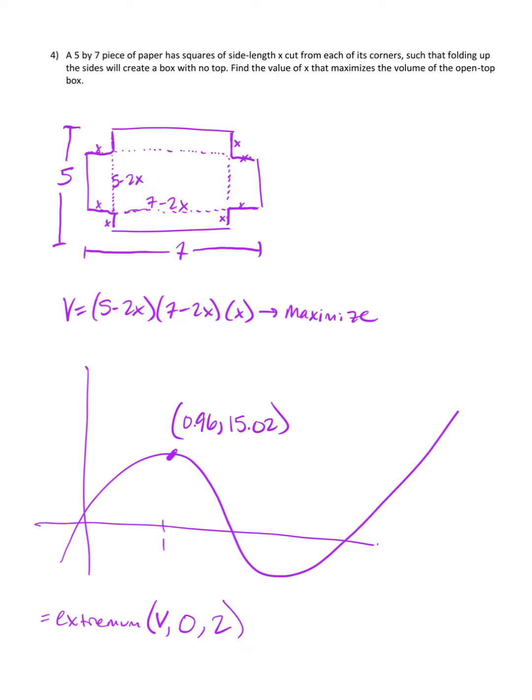So remember, this is x, this is volume. So they asked to find the value of x that maximizes volume. So the value of x is 0.96. That's what you were asked to find. The maximum volume you can get by building a box this way is 15.02. But that's not what we were asked for. We were asked for how big should we make the cut. So the answer is 0.96.